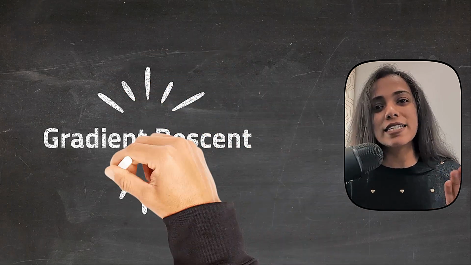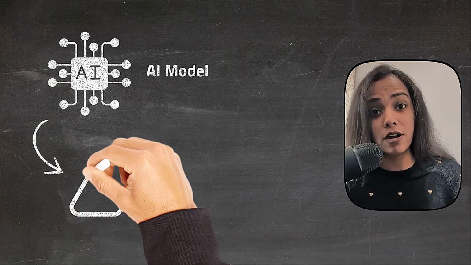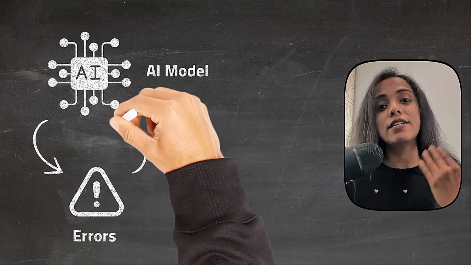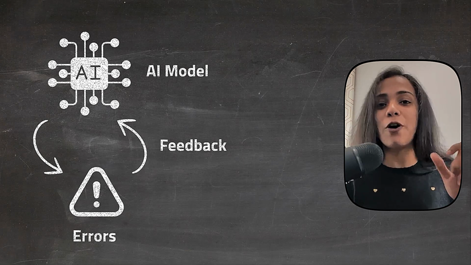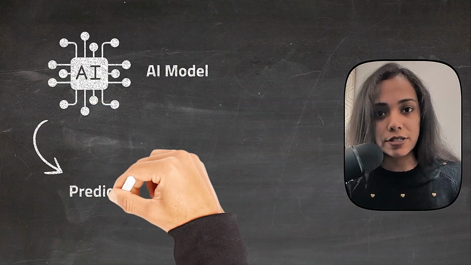Gradient descent propagates the errors that the model is producing backwards, like feedback to the model, so that it can update these values of the knobs or numbers and get to a place where the model makes good predictions.